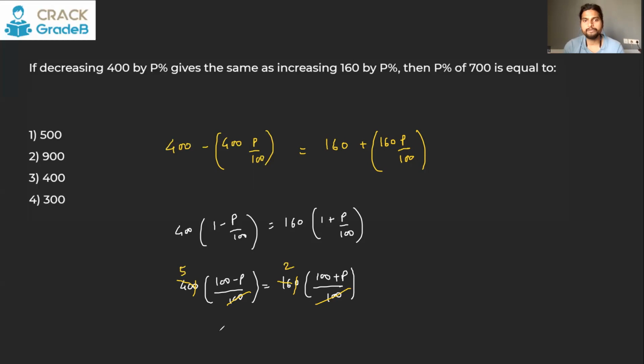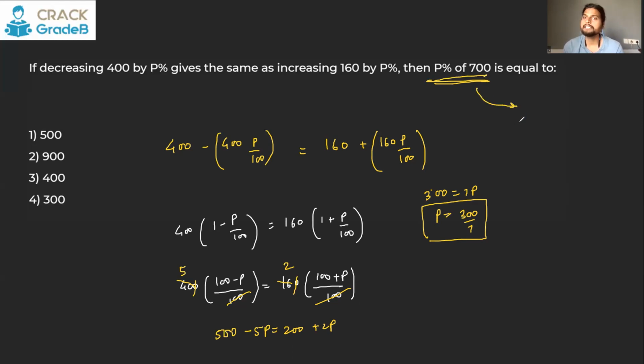And then you can just solve: 5 into 100, that is 500, minus 5P is equal to 2 into 100 plus 2P. That gets us 300 is equal to 7P. So P will be equal to 300 upon 7. They are asking us what is P% of 700. So how to calculate P% of 700? We have seen this: 700 into P%. P% means P upon 100. Upon 100 means 100 will go in the denominator. So just cancel everything. The answer will be 300. So the answer here is going to be 300. Easy.